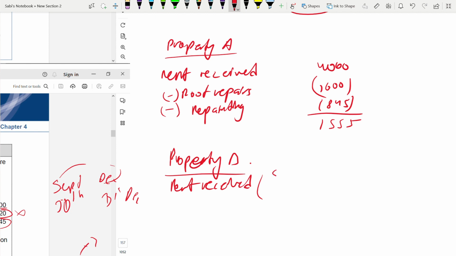So 5000 divide by 4 because quarter. If it was monthly, then you would have divided by 12, now into 2 because for 2 quarters only you paid, September, December. For March you didn't pay, which is 2500. Now we'll deduct the expenses.